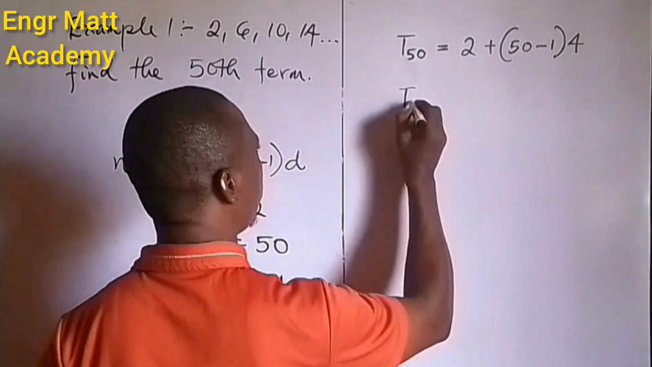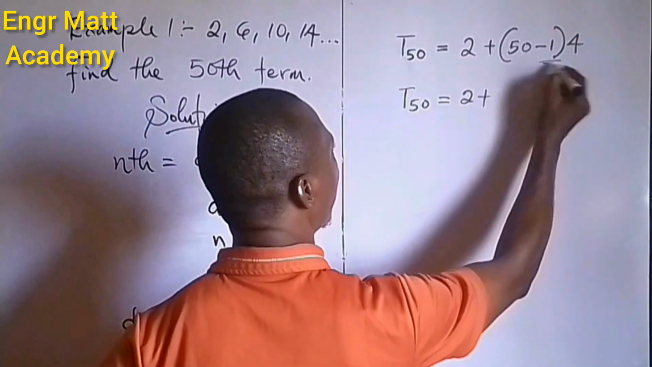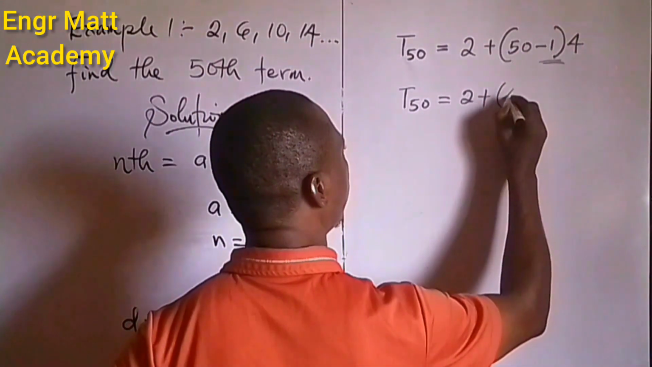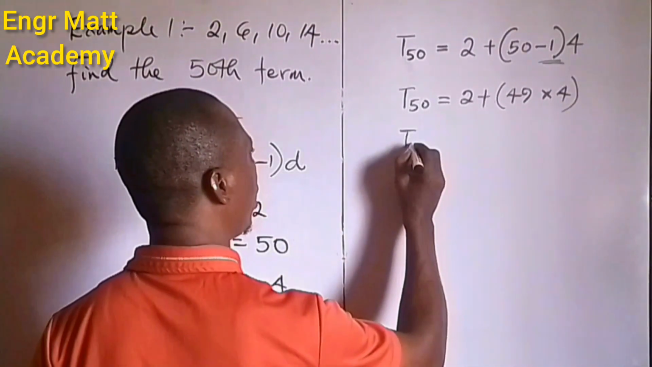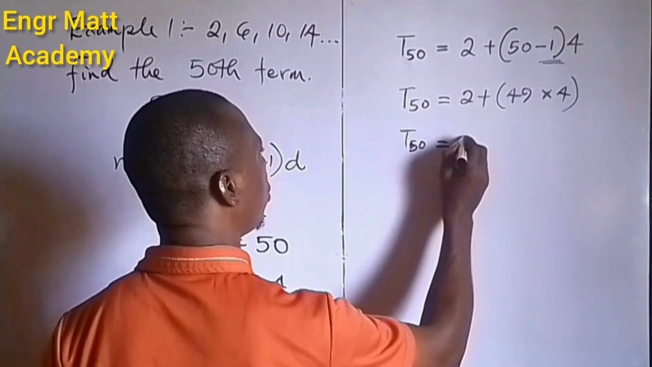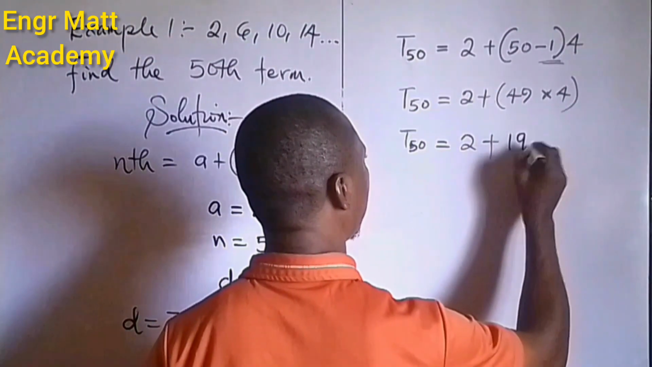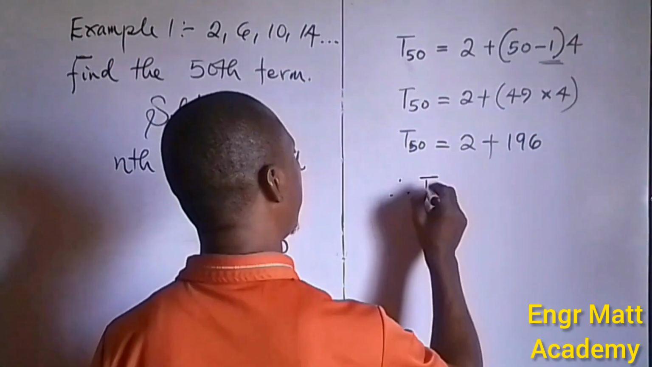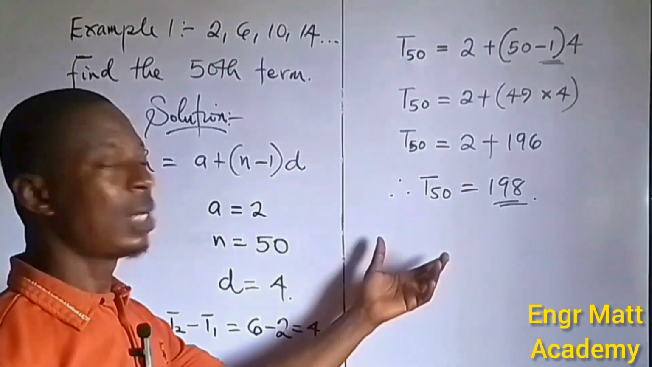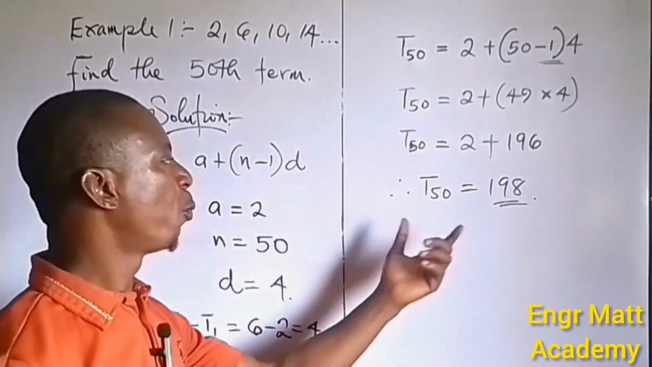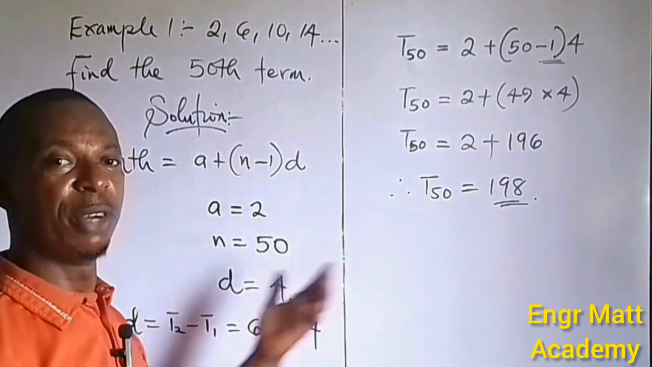So the 50th term will be 2 plus, always resolve the brackets first, 50 minus 1, 49, times 4. So the 50th term will be 2 plus 49 times 4, which is 196. Therefore, the 50th term is equal to 198. So that's the job of the nth term. It helps us to find any missing term without going through the stress of adding a common difference repeatedly.